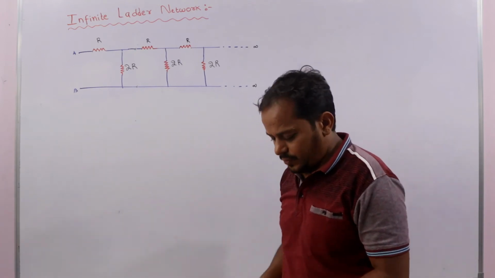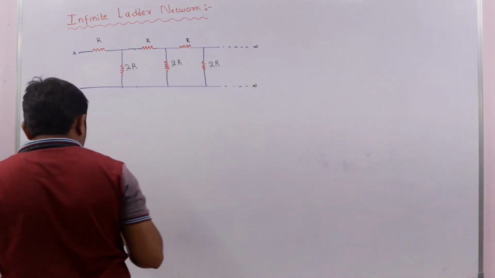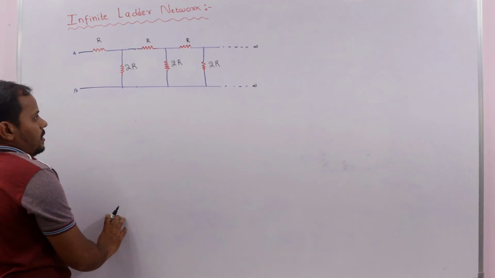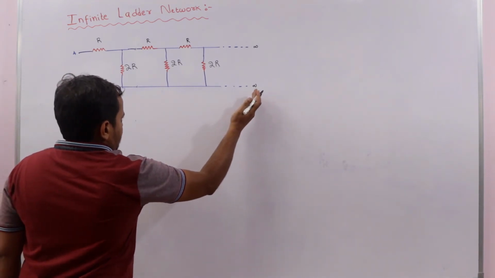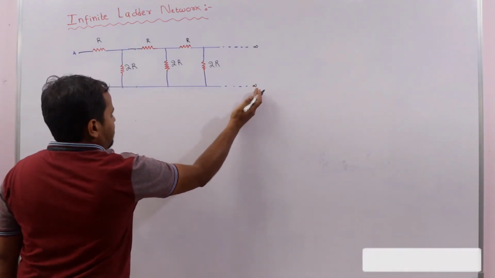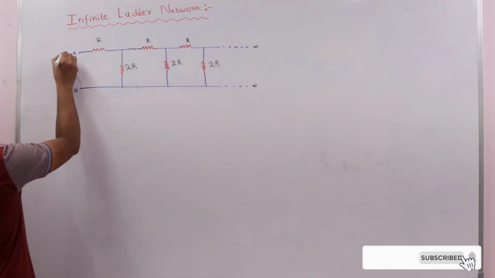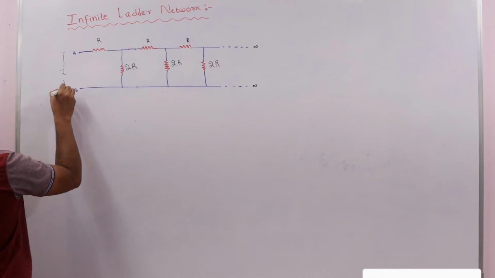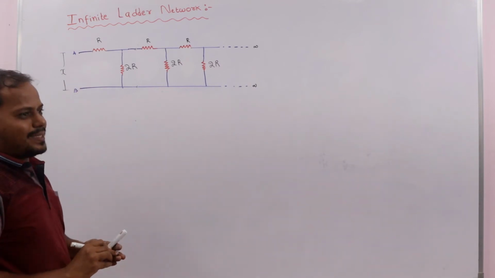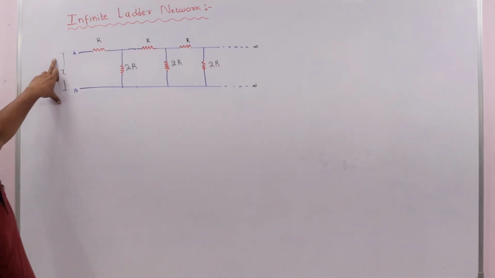Now we want to find the equivalent resistance of this network, an infinite network again. Again, the method is very simple, the same. From infinity to the points A and B, this is an infinite network, and the equivalent resistance is considered to be X.